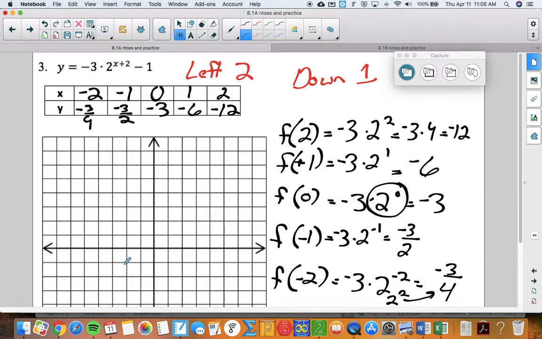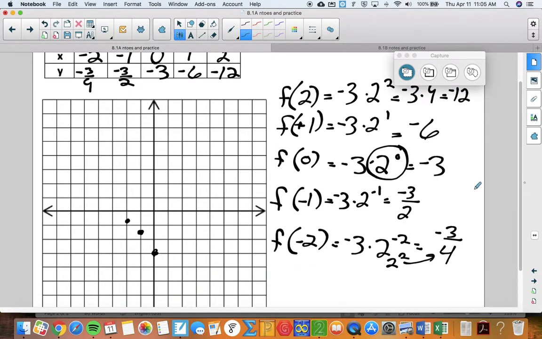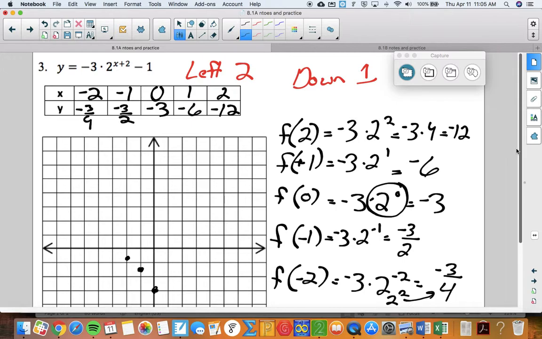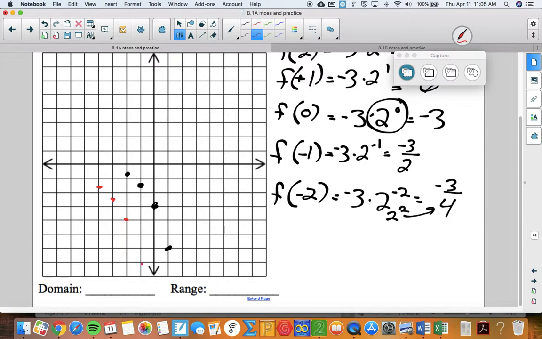All right, let's plot them. (-2, -3/4) would be most of the way to -1. (-1, -3/2), that's -1.5. (0, -3). (1, -6). And then I can't fit the -12 on there. Now my shift is left 2 and down 1. So left 2, down 1, left 2, down 1, and finally, left 2, down 1.